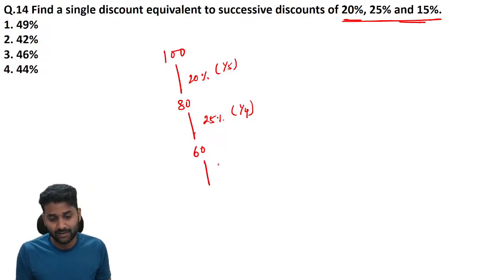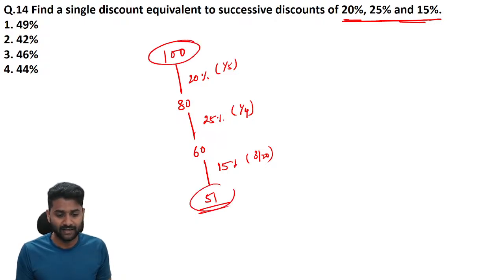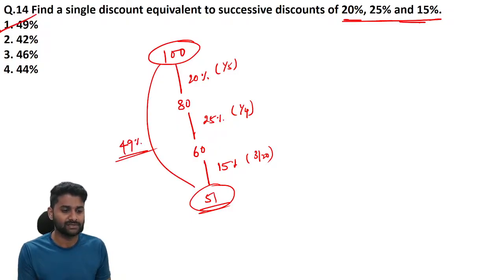See, 1/4 means now after the second discount, the person has to pay 60. But again they got a discount of 15%. 15% is all about 3 by 20. So finally that person is going to pay only 51. So the actual price is 100. Finally that guy is paying only 51. So how much discount did they get? It is 49%.